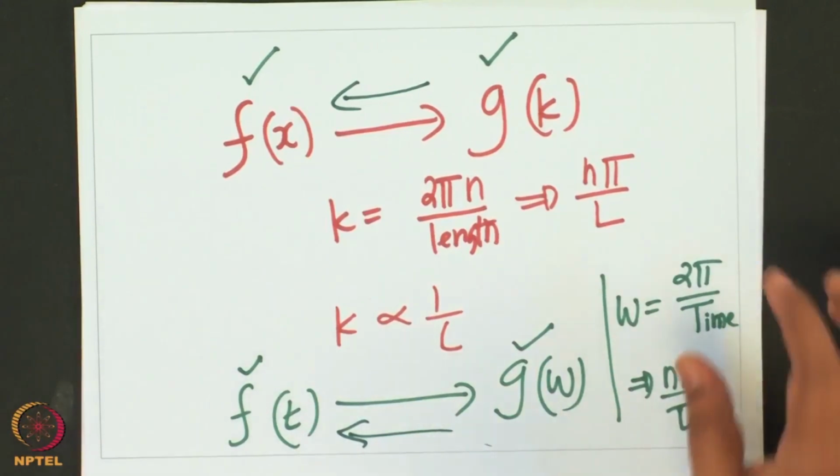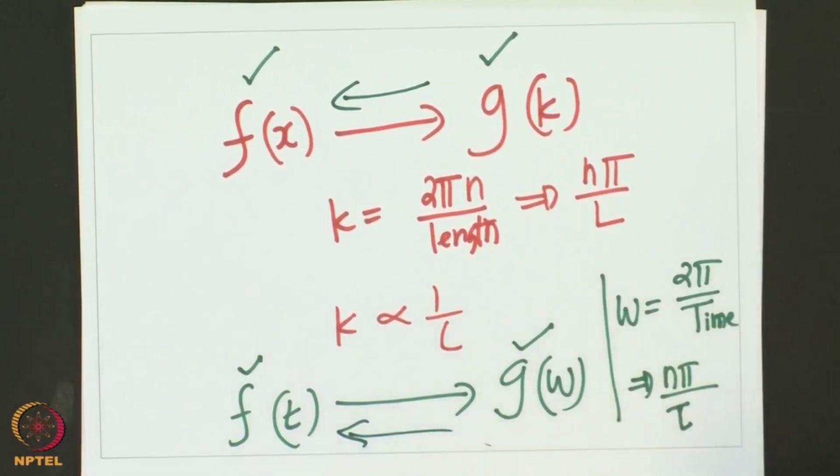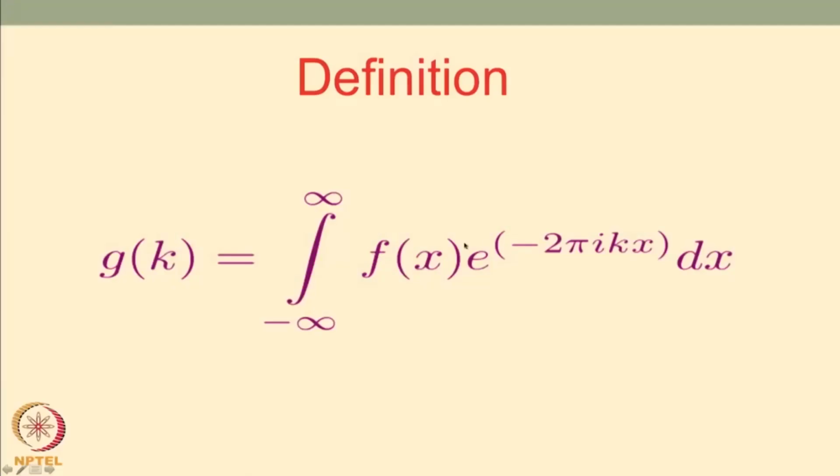To do all this, we have to learn this idea called Fourier transform. So what is Fourier transform? Fourier transform is the following. This is the definition of Fourier transform: if I have a function f of x, I can convert that into g of k by multiplying that function by e power 2 pi i kx dx. So I can define k appropriately.